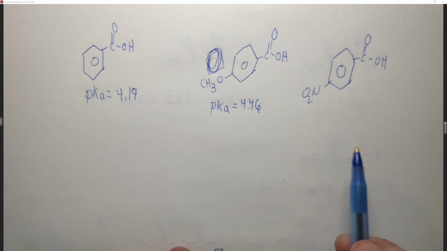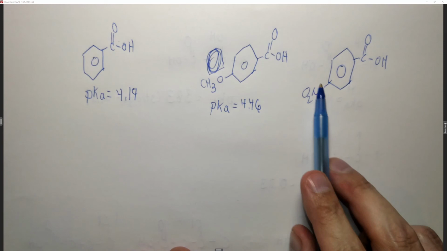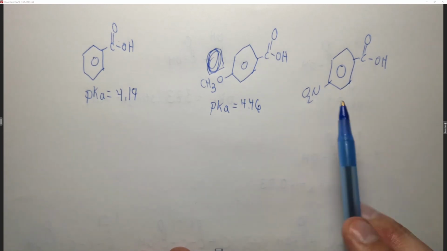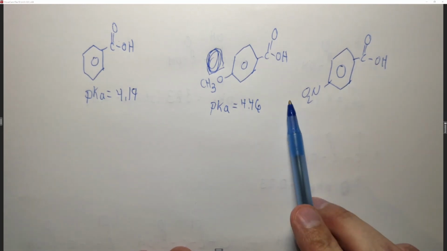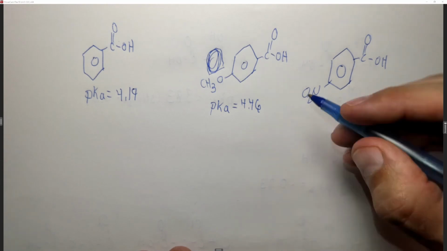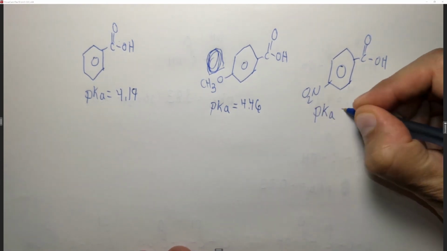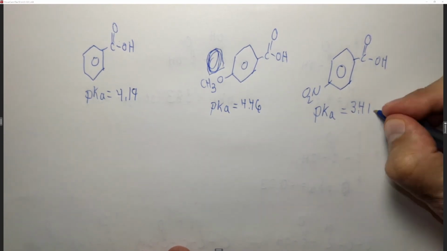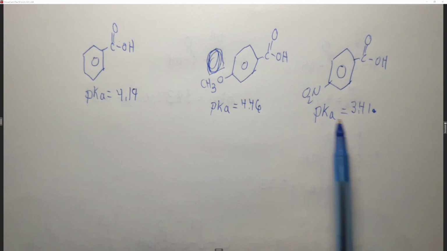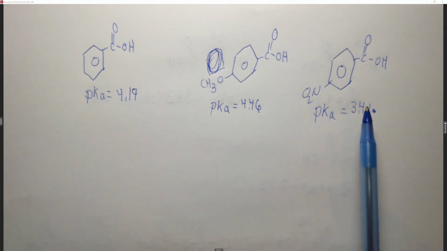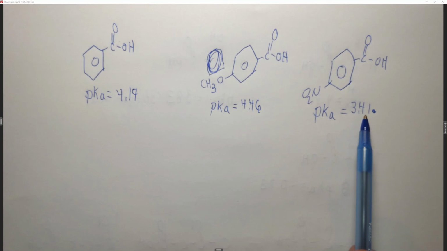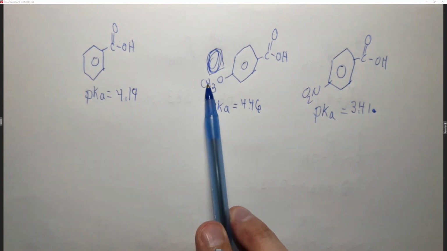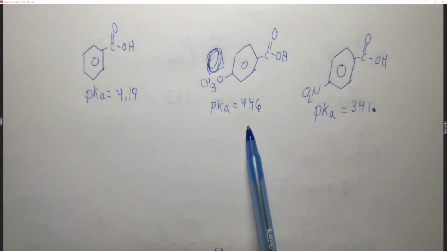How about this one? Well, in this case, we have an electron withdrawing group which can help to stabilize that negative charge and draw electron density away from the ring. And if we look to this, we find that the pKa of this one is a little bit lower. It's a slightly stronger acid, and it's 3.41. I don't know why I put a dot after it, but it's 3.41. So electron withdrawing groups and deactivating groups make the acid stronger. Electron donating groups and activating groups make the acid weaker.